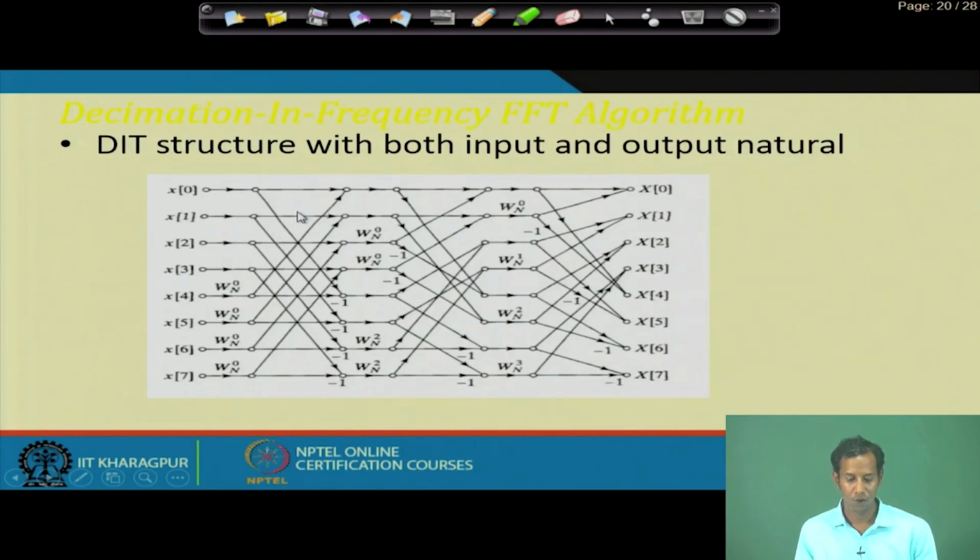Okay. So, in the decimation in frequency case, the initial computation will be x 0 with x 4, then x 1 with x 5, x 2 with x 6, x 3 with x 7, and then we will get the corresponding output something like this.